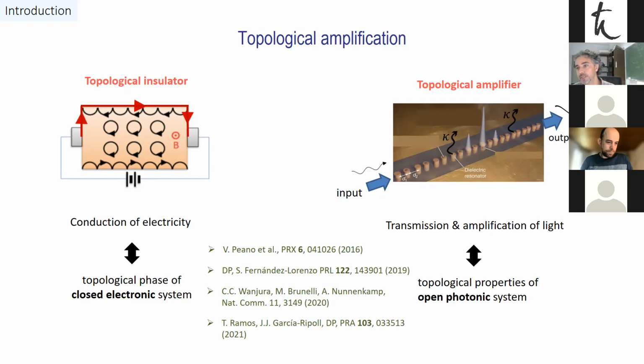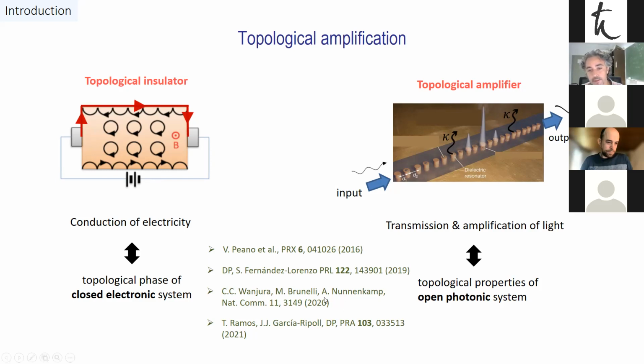In the case of topological photonic systems, we don't have electric currents, but we have the analogue of electrical conductivity, which is the input-output relation between an input field and an output field. This approach is what I'm going to call topological amplification, as Vittorio Piano very nicely introduced in his previous talk. It was introduced for the first time in his work in 2016.